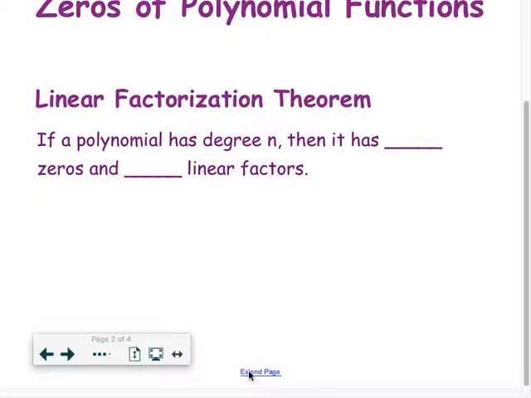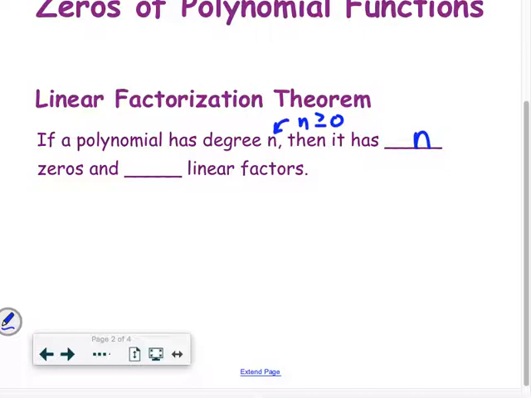If a polynomial has degree n, and note that in order for it to be a polynomial, n would have to be greater than or equal to 0. So the smallest degree polynomial you can have is a 0 degree polynomial. That's a constant function. Okay, you can have linear, quadratic, cubic, up and up. Then how many zeros does it have if you have degree n? N zeros. Now we said back in our graphing packet, we said at most n zeros.